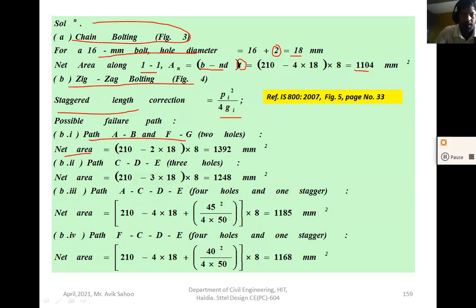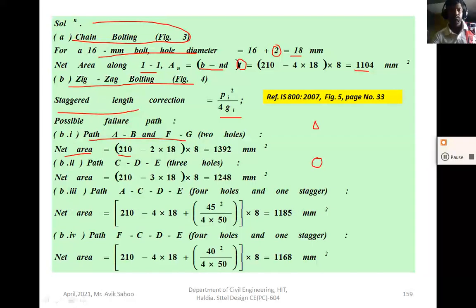So the net area is how much? Simple, this is a chain bolting, where the bolts are in the same line, so no stagger corrections are used. We just subtract from the width of the plate, 210, minus 2 times the 18 diameter hole.